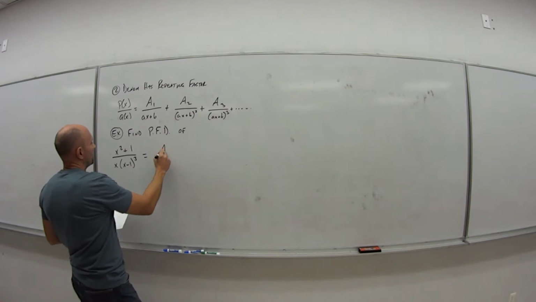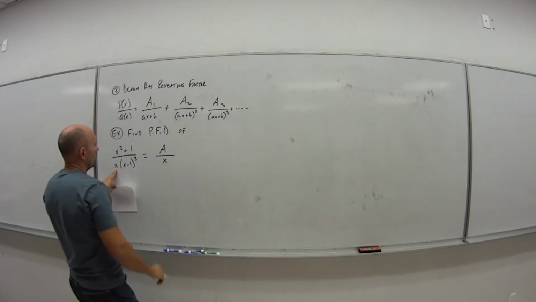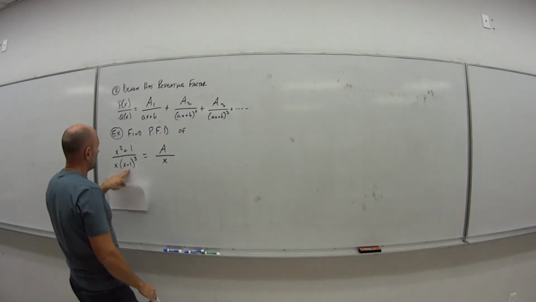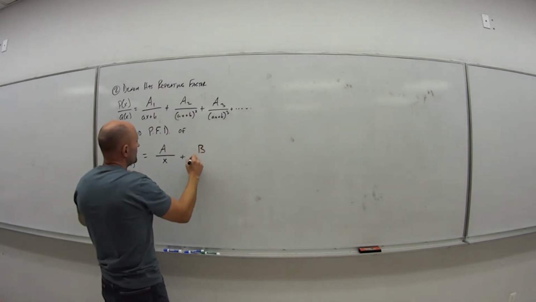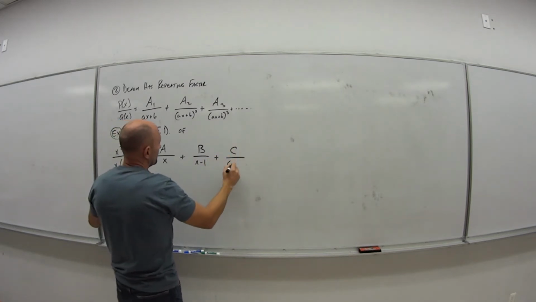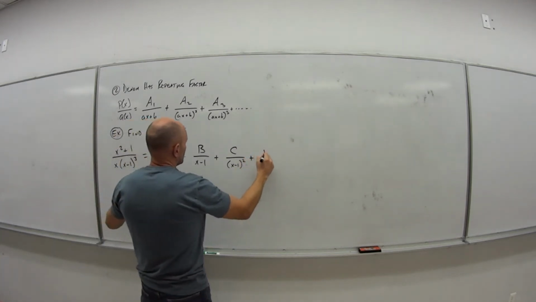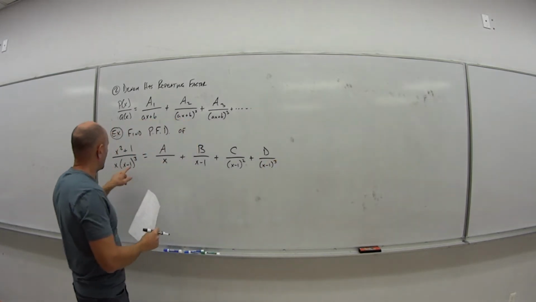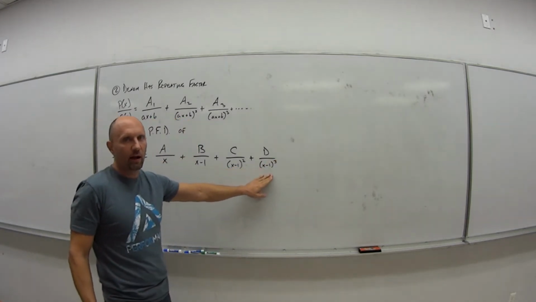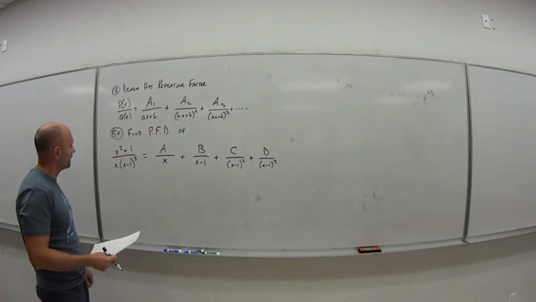So I'm going to have what first? Well, because it's distinct linear, all these get broken into their own. So A over x. Now I have the x minus 1 to deal with, but it's a repeating. So this is going to be B over x minus 1 plus C over x minus 1 squared plus D over x minus 1 to the third. And that's how many I have, so that's where I stop. And again, hopefully the A, B, C, D makes it a little bit clearer there.